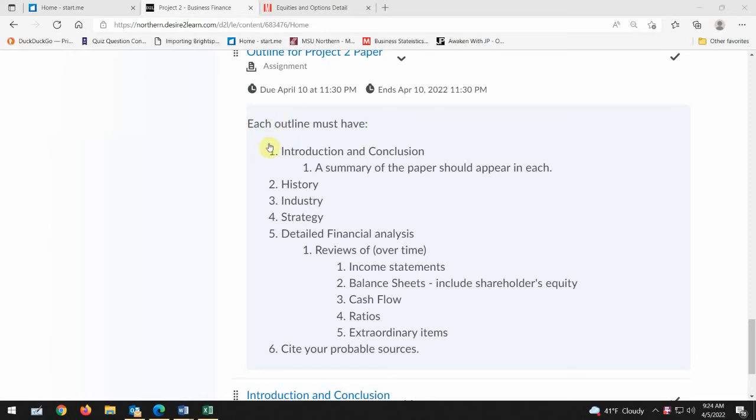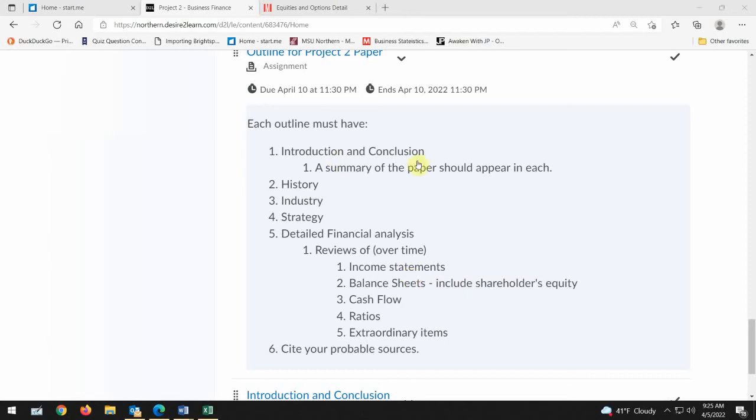So I put in here each outline must have, right? You have to have an introduction and a conclusion. So, put that in your outline. Here's my introduction. I'm going to summarize all of the major items of the paper. Those things right there, those four things. And in the end, too, and I didn't put this in here, and I should, maybe I'll try to add it, you're going to make a recommendation about whether you think a person should buy or sell, perhaps hold that particular investment or that particular company if they were going to do some investing.